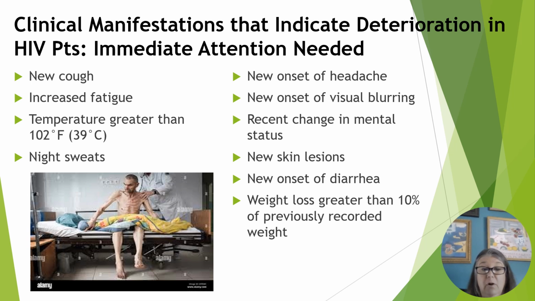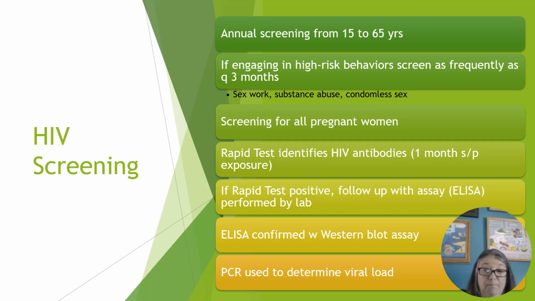So new cough, increased fatigue, temp greater than 102, night sweats, new onset headache, right? Normal thing. Visual blurring, recent change in mental status, watching those new skin lesions, new onset of diarrhea, and a weight loss greater than 10% of previously recorded weight. So this is not like you're trying to diet and lose weight, right? This is losing weight for no reason. So a weight loss greater than 10% of previously recorded weight. So all these things we want our person to be educated about.